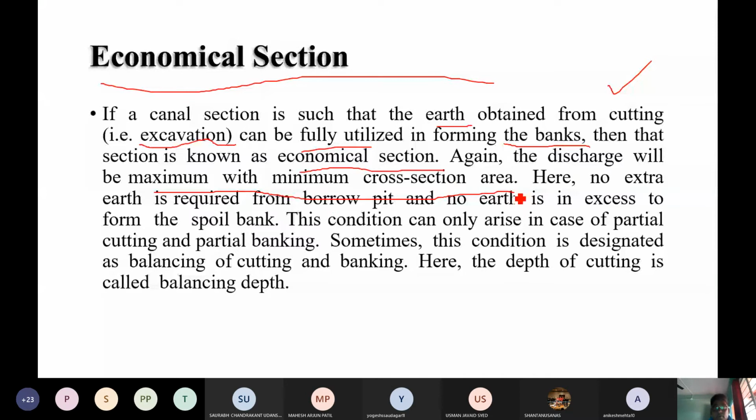You have seen the economical section of the channel in fluid mechanics, the most efficient channel section. Here no extra earth is required from the borrow pit, and no earth is in excess to form the spoil bank. So this condition can only arise in case of partial cutting and partial banking or partial filling. Sometimes this condition is designated as balancing the cutting and the banking, hence the depth of the cutting is called the balancing depth.